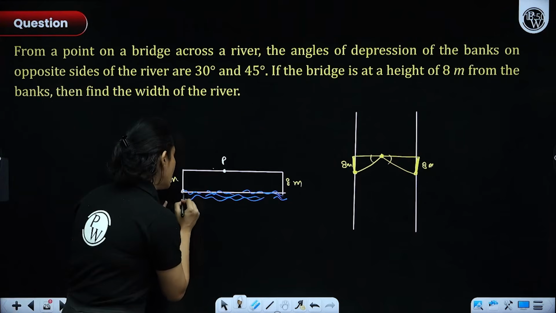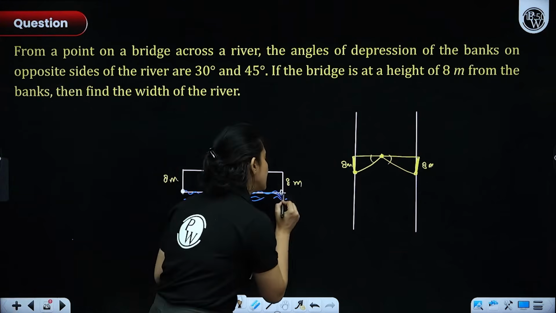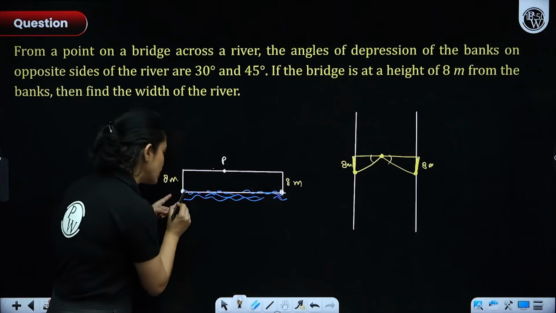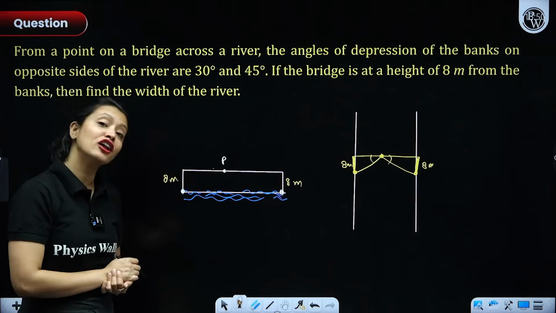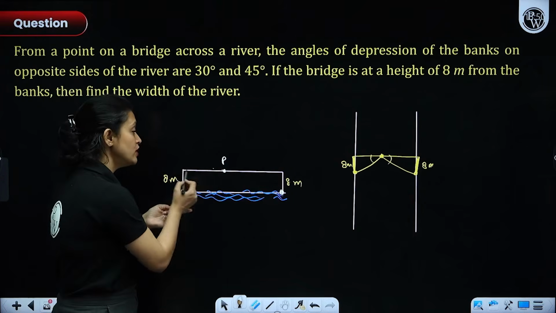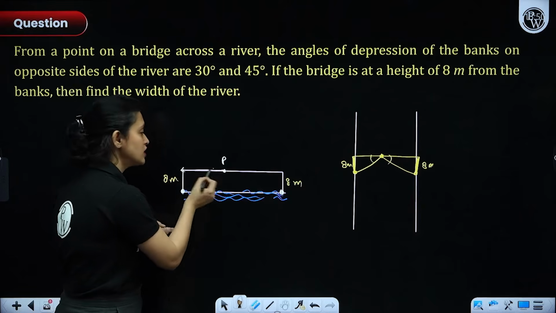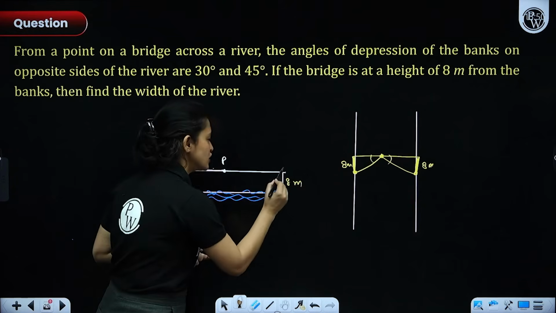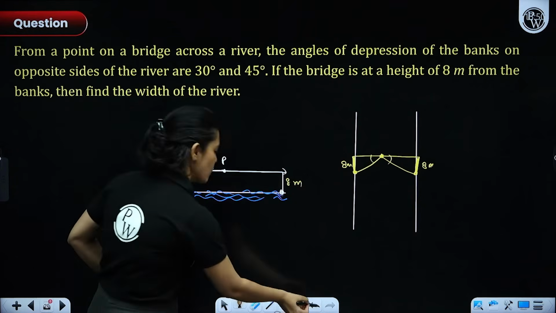So, one point of the bank is this. Another point of the bank is this. Did you understand? One point on the bank is this, another is this. Now, angle of depression, how will you find? First of all, you will draw a horizontal from point P. So, horizontal is already drawn. Here also horizontal is already drawn, right? So, horizontal is already there.